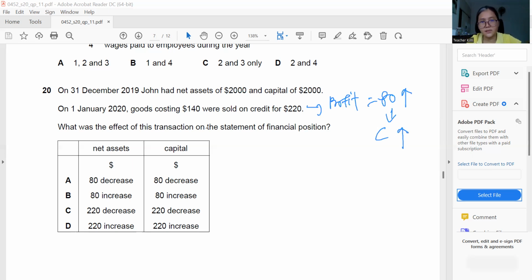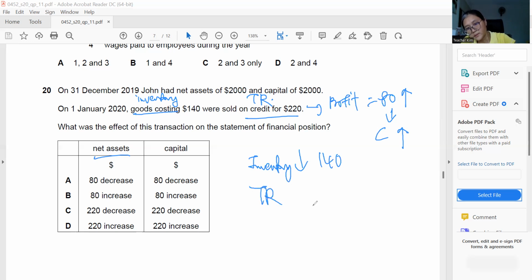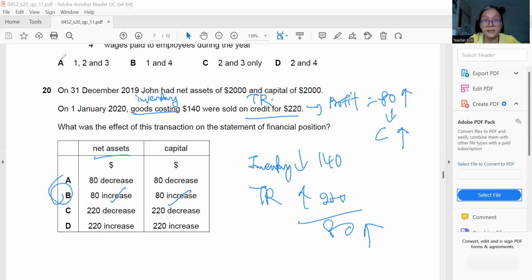What was the effect of this transaction on the statement of financial position? Talk about net asset. The goods are under inventory. This one on credit means trade receivable. So inventory decreases 140. Trade receivable increases 220. The difference is also 80. So total net asset increases by 80. So increase 80, increase 80. So the answer should be B. Let's move on.